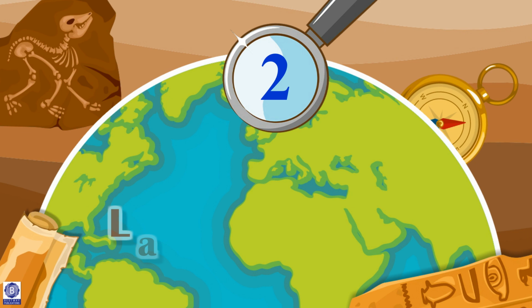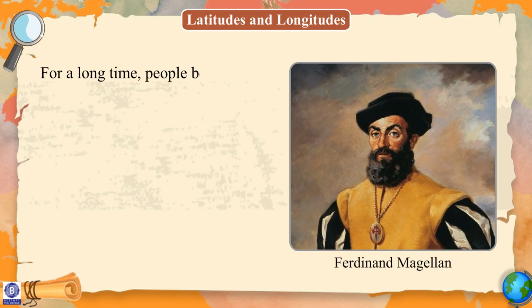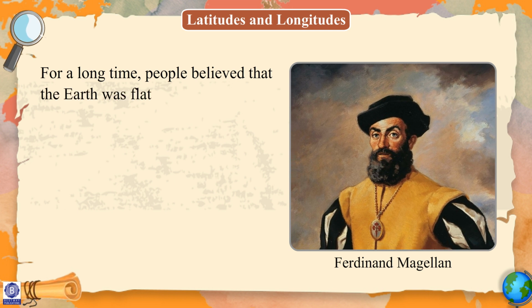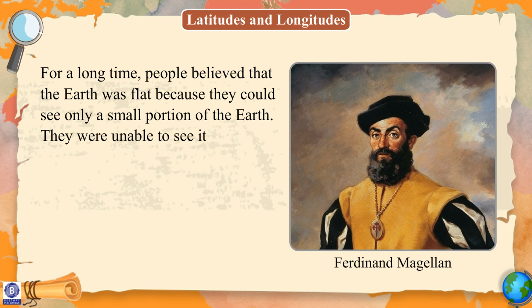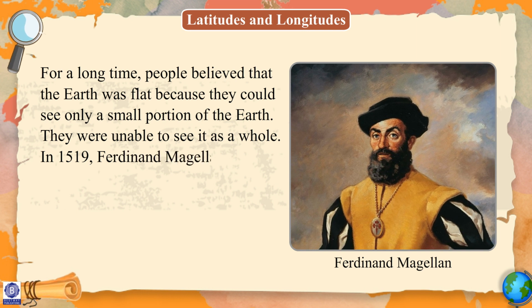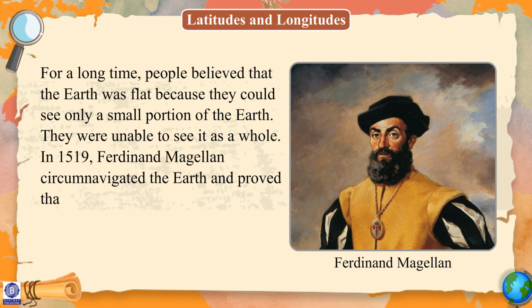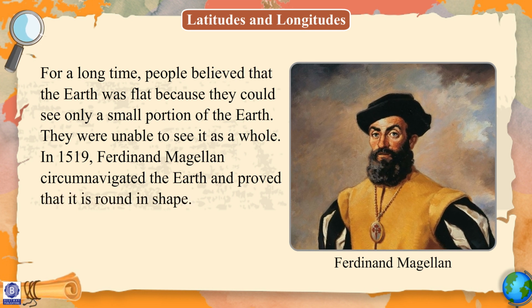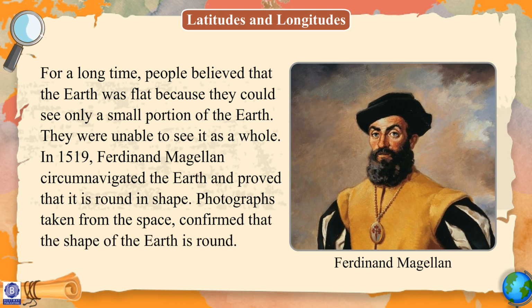Chapter 2: Latitudes and Longitudes. For a long time, people believed that the earth was flat because they could see only a small portion of the earth. They were unable to see it as a whole. In 1519, Ferdinand Magellan circumnavigated the earth and proved that it is round in shape. Photographs taken from space confirmed that the shape of the earth is round.